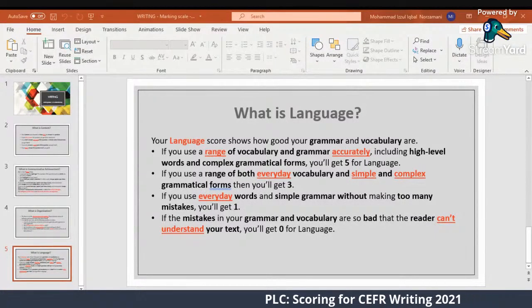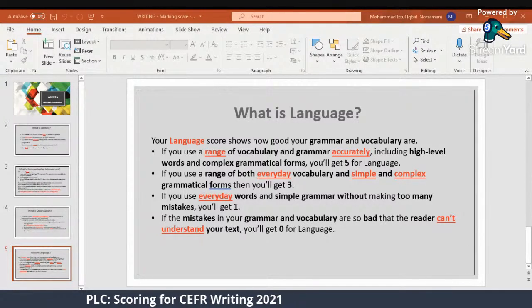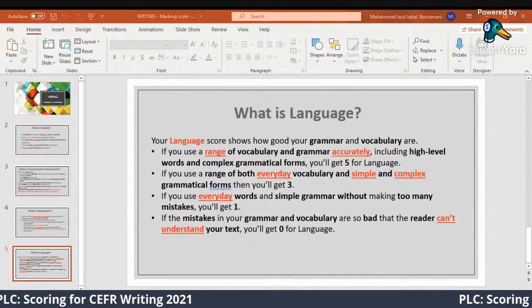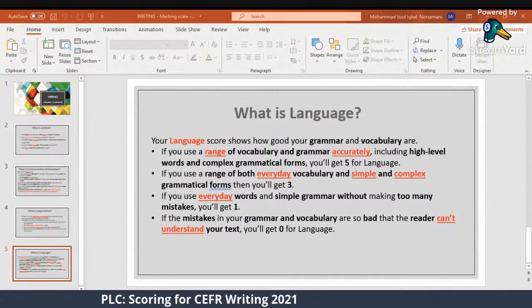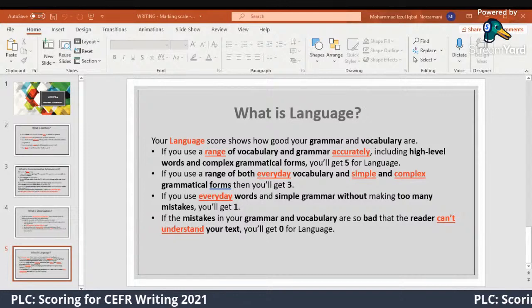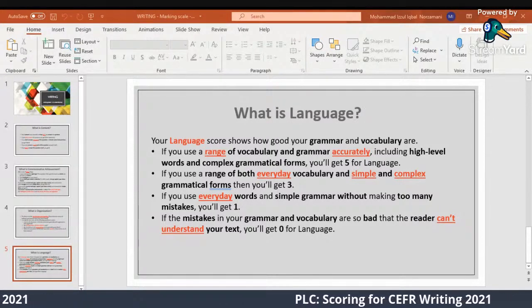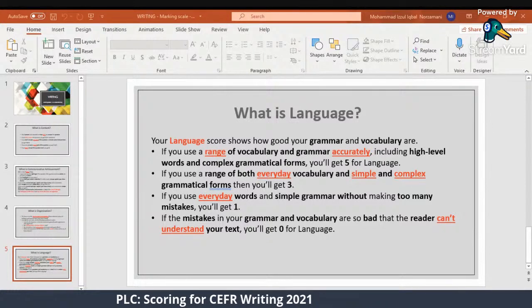But if the mistakes in the grammar and vocab are so bad and the reader cannot understand, then you have to give them a 0. Okay, if you find yourself questioning the same sentence again and again and you have to put a slash, it means that the meaning doesn't come through. So it shows that that student has not achieved a good band for language. So you penalize them there.